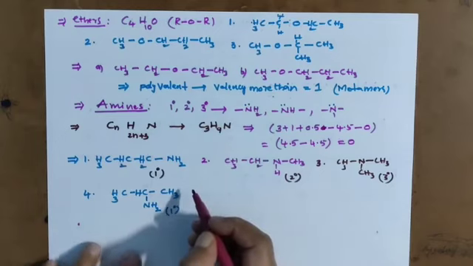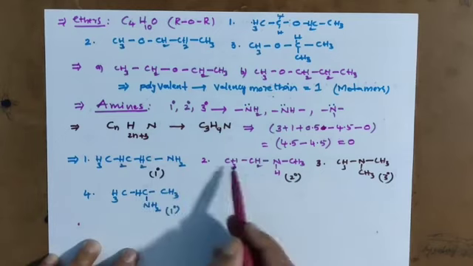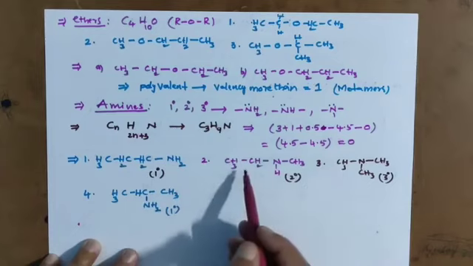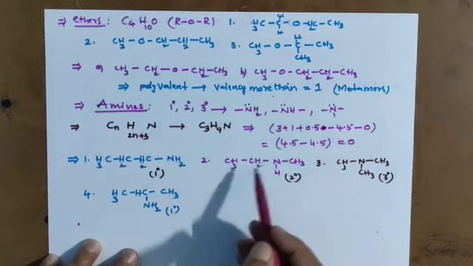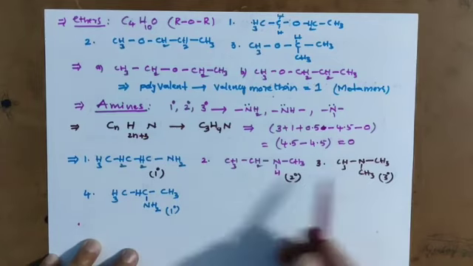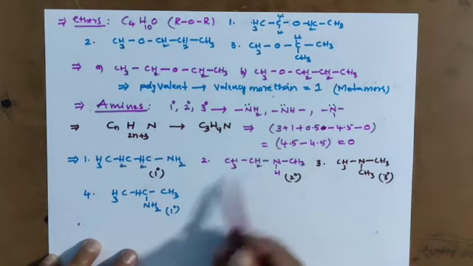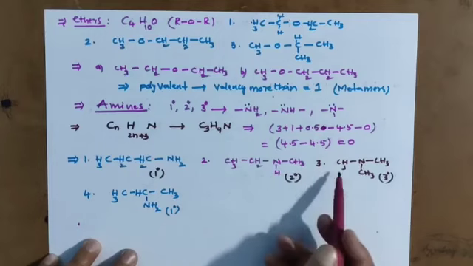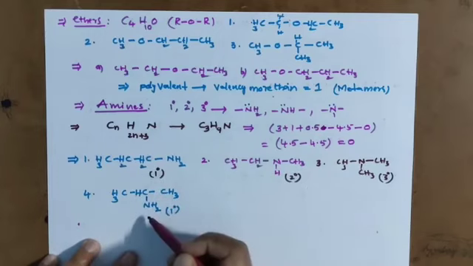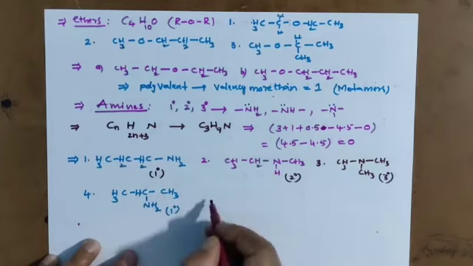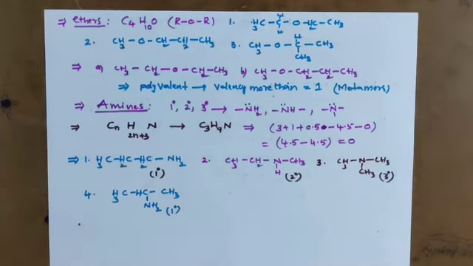So how many functional group isomers are there here? This 3. This and this functional group isomers. These 2 are functional group isomers. These 2 are position isomers. So total we are getting different types of structural isomers.